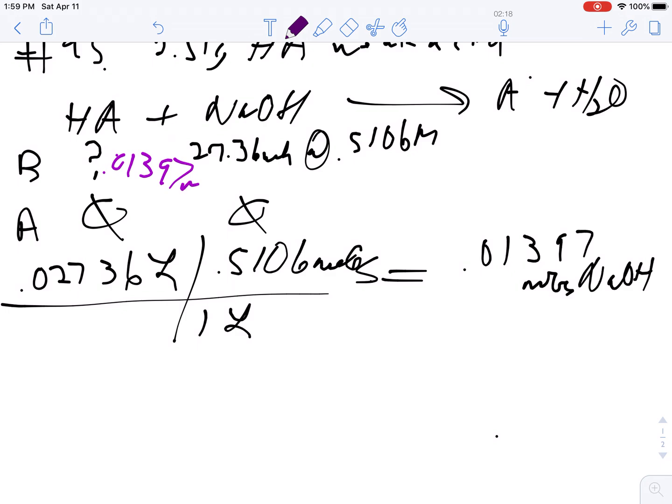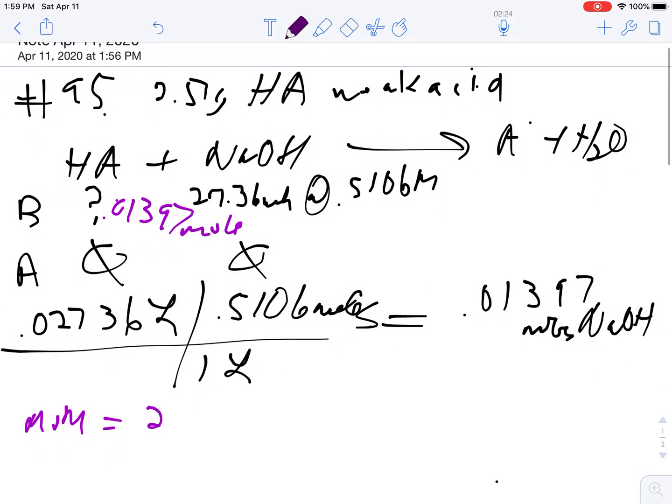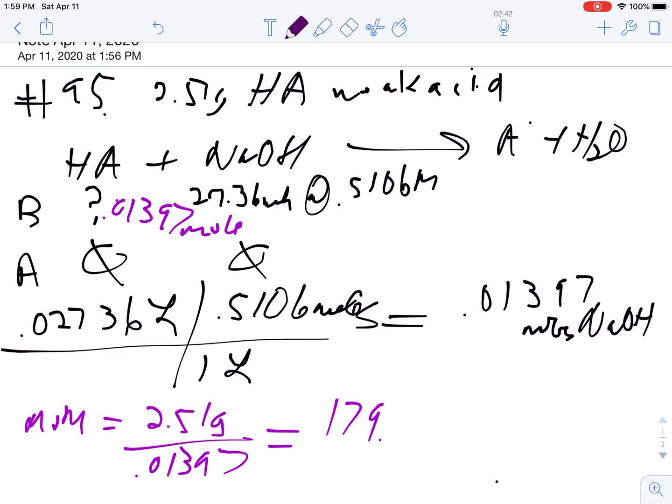Okay? So to find the molar mass, I take my grams, which is 2.51 grams, divided by the moles. And I get 179.6 grams per mole. Okay, with 3 sig figs, it'll be 180.